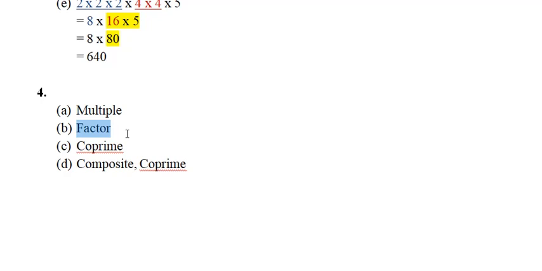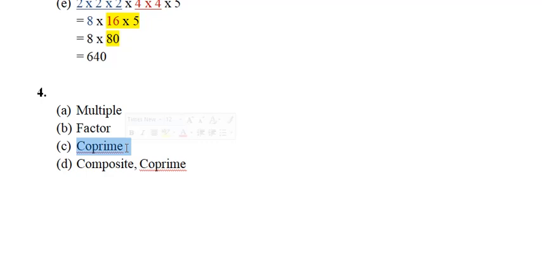Now question number C. If 13 into 5 equals 65, then 13 and 5 are dash factors of 65, which means it is co-prime, because the factors of 13 are 1 and 13, and the factors of 5 are 1 and 5. Hence, there is a common factor of 1. Hence, we can say that 13 and 5 are co-prime factors of 65.